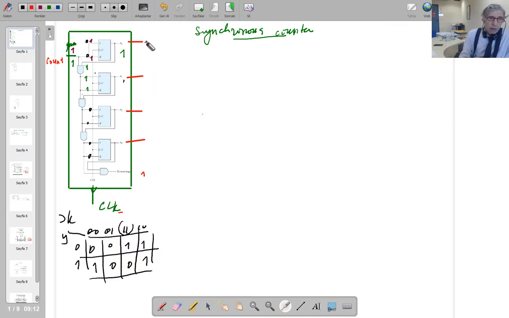The output, we've got 4 outputs, 1, 2, 3, 4 outputs. And we're going to count the clocks. So any clock pulse comes here, at the output we are going to see a number which is increased by 1. So that is counting, and it is called a synchronous counter.